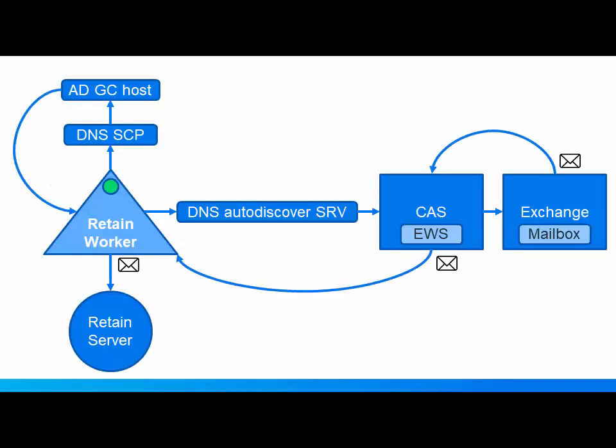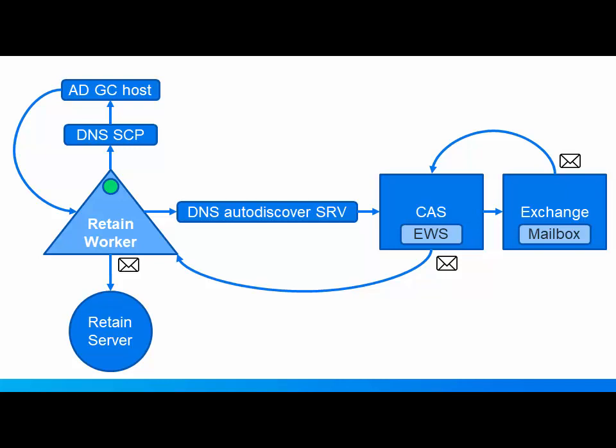First, an overview of how Retain archives from Exchange. When a job begins, the Retain worker will query DNS for the location of the Active Directory global catalog host. Then the worker will use the auto-discover SRV record to query the client access server for the location of the current mailbox. The CAS will use EWS to point the worker to the mailbox server. The mailbox server sends the worker to the correct mailbox database and to the user's mailbox, and will serve the worker the appropriate item.